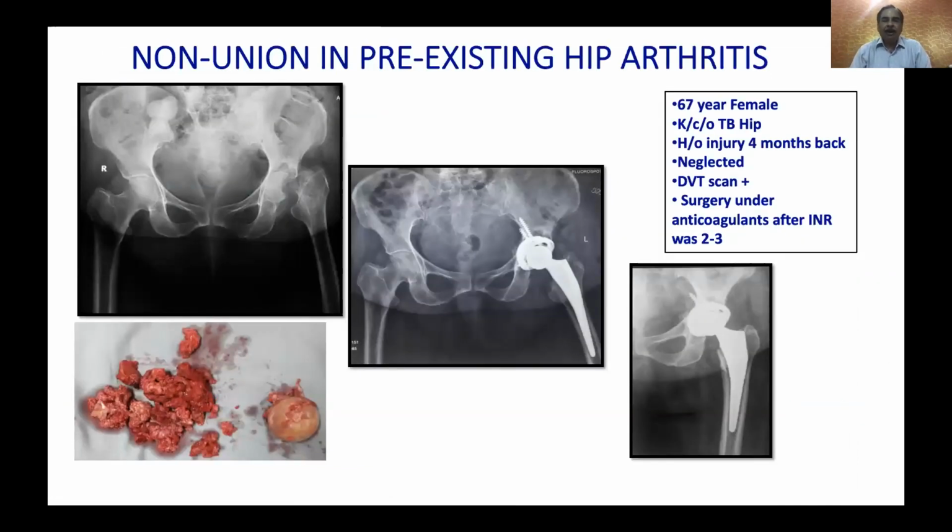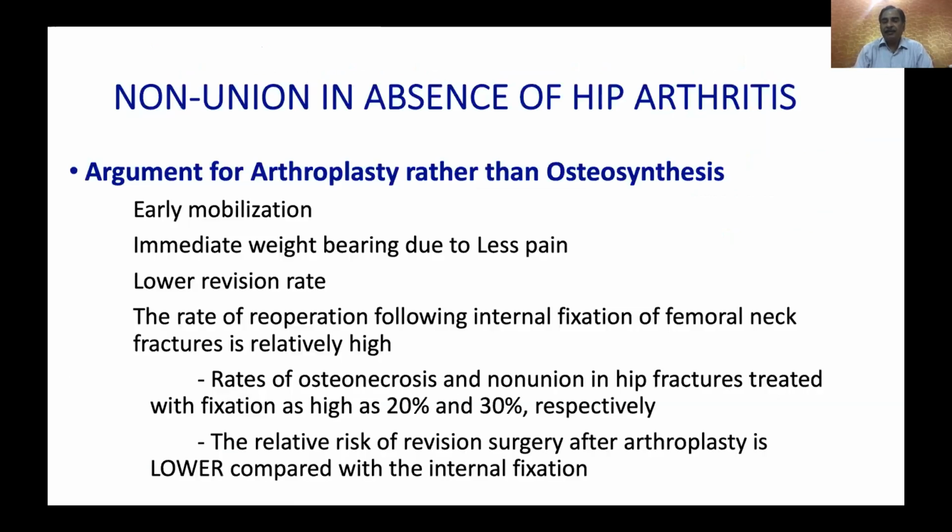If you have a non-union of fracture neck of femur, with a pre-existing hip disease, this patient had a tuberculosis of the hip joint in the past and had a fracture, and 4 months back was bedridden, came to us with a hip which was arthritic, with a fractured neck femur, and avascular necrosis of the head, and a DVT. And obviously, there would be no controversy about doing a total hip because the acetabulum is already arthritic.